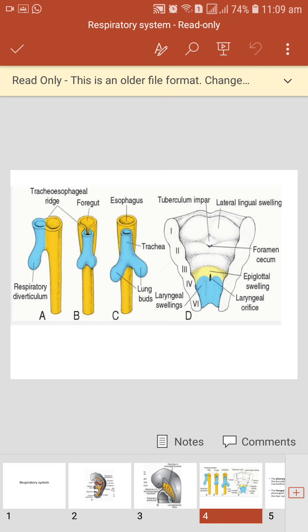Now, in diagram A, you can see here the tracheoesophageal ridges, but now there is a free communication between the respiratory diverticulum and the foregut. In diagram B, you can see these tracheoesophageal ridges are fusing and forming the tracheoesophageal septum. And in diagram C, you can see there is a complete separation of the foregut into dorsal and ventral parts. Means the dorsal part is the esophagus, while the ventral is the trachea and the lung buds. And in diagram D, you can see here the laryngeal orifice, which is the orifice by which the respiratory primordium maintains its communication with the pharynx.